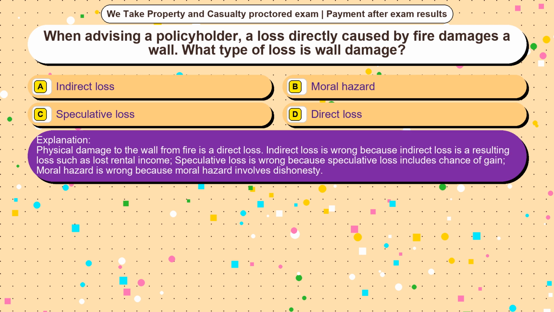Physical damage to the wall from fire is a direct loss. Indirect loss is wrong because indirect loss is a resulting loss such as lost rental income. Speculative loss is wrong because speculative loss includes chance of gain. Moral hazard is wrong because moral hazard involves dishonesty.